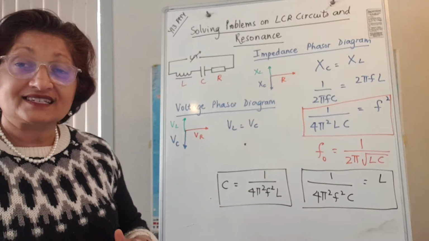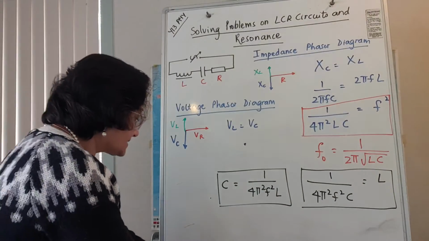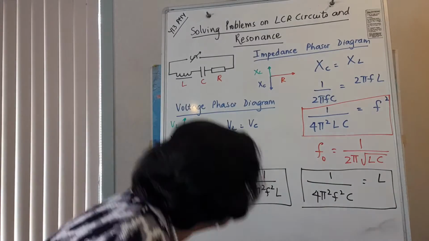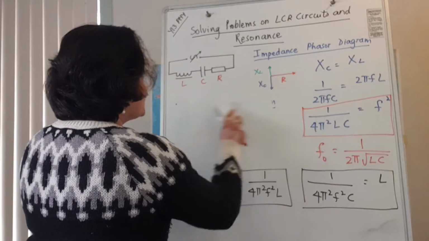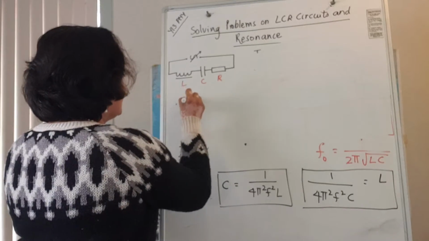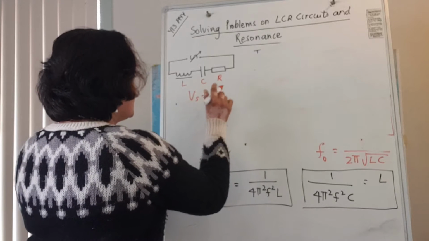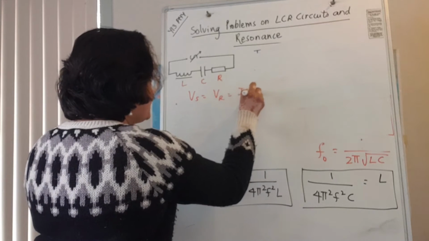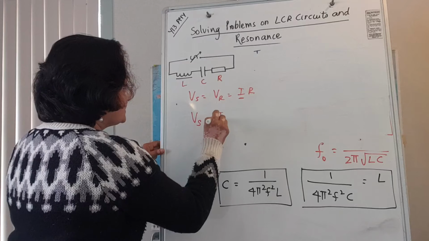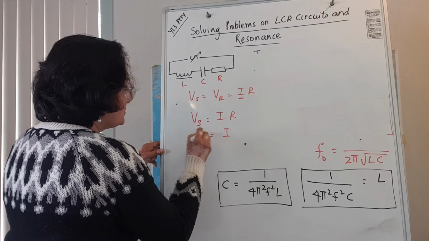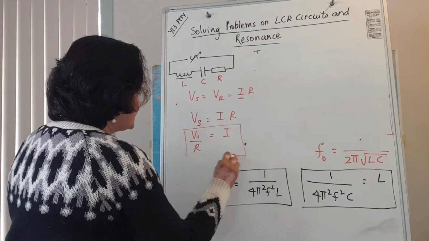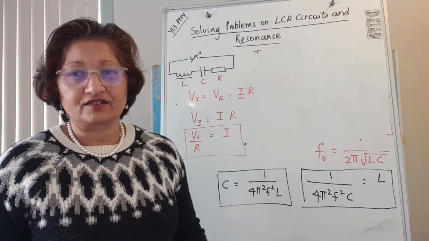Now, if you're asked to find circuit current, I'll just rub some of this out. Okay. So at resonance, your Vs becomes equal to VR, which is IR. And if you've got to find the circuit current, all that you need to know is your supply voltage is I times R. So I is equal to supply voltage over resistance, because that's the only thing that's impeding the circuit. So that's how you solve problems on resonant frequency.